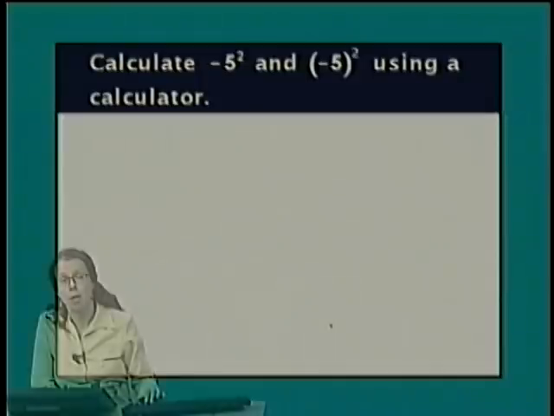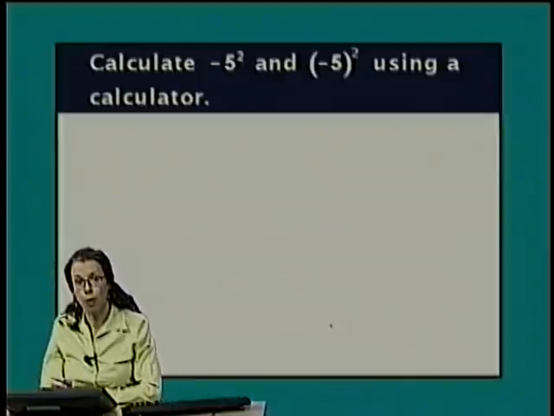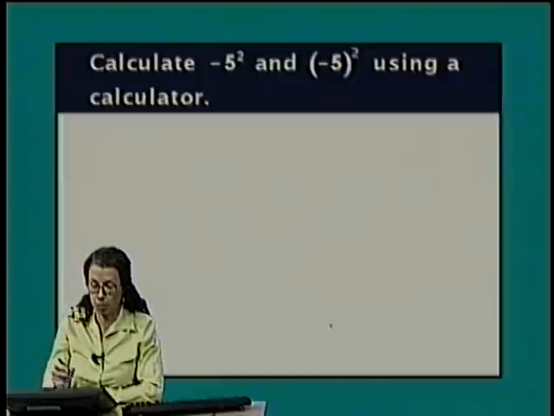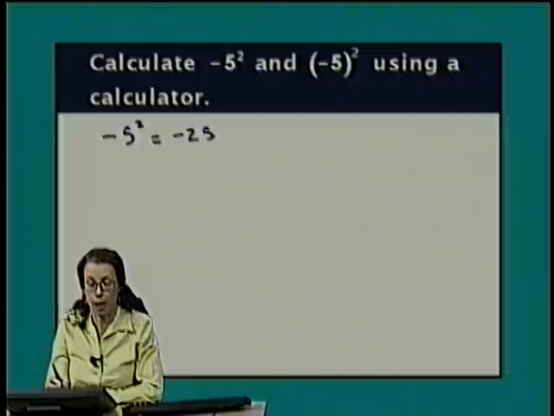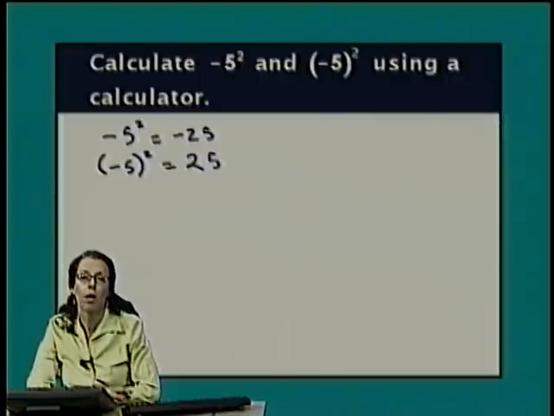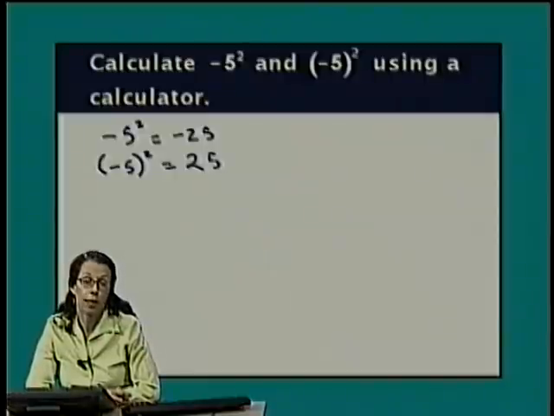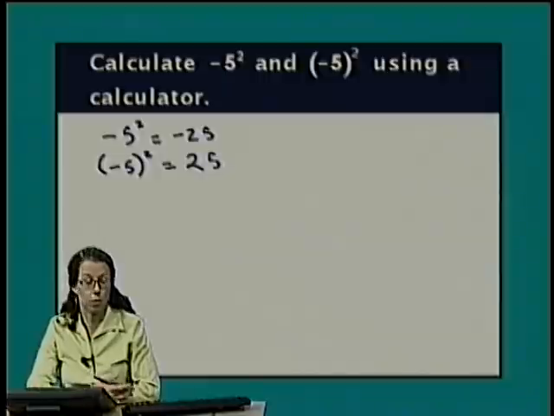So now let's look at another example where grouping symbols matter. We're going to compare the opposite of 5 squared with the quantity negative 5 squared. As you know, the opposite of 5 squared is negative 25. But negative 5 itself raised to the second power is positive 25. So I want to show you how to enter negative numbers on your calculator and how to raise something to the second power.